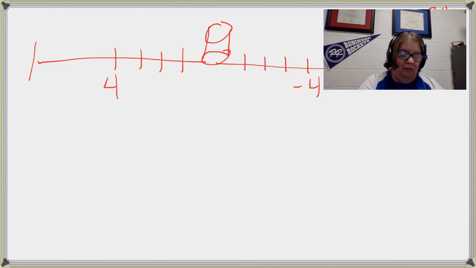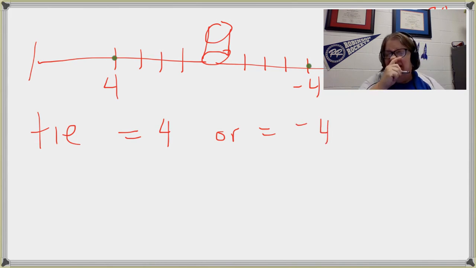If he is at 4, he's 4 units from the target. If he is at -4, he's also 4 units from the target. So if he's at one of those, he ties. Okay, so he would tie at equal 4 or equal -4. But then in class, we had a discussion about where could that ball land for this guy to win.